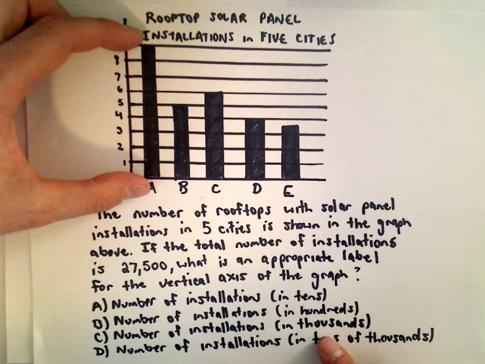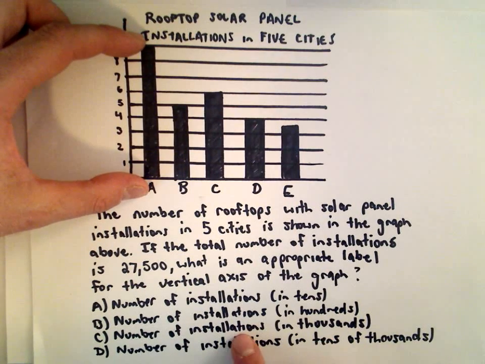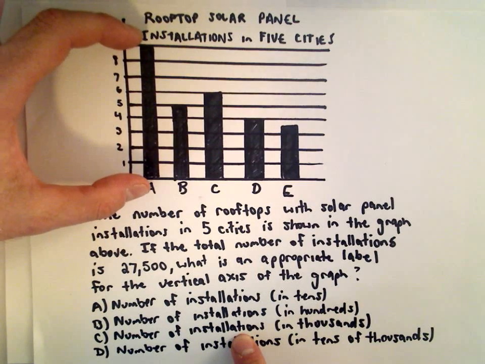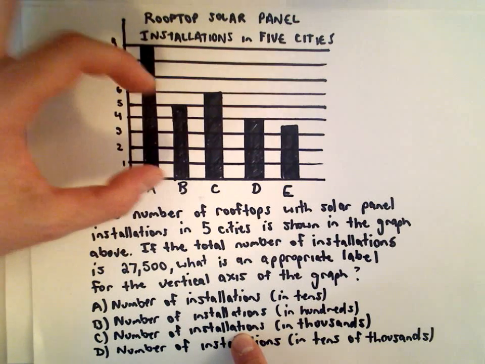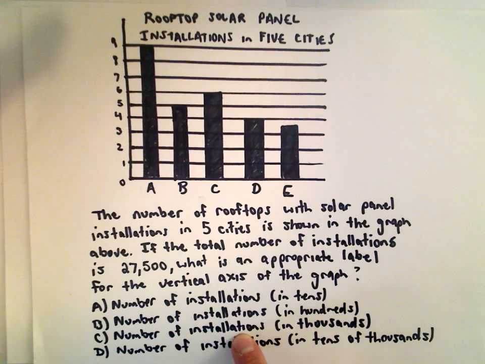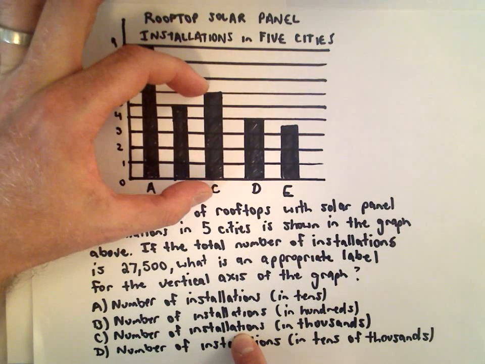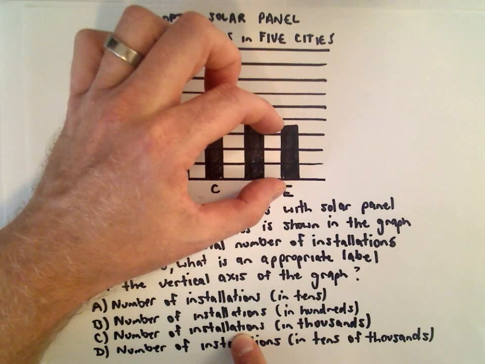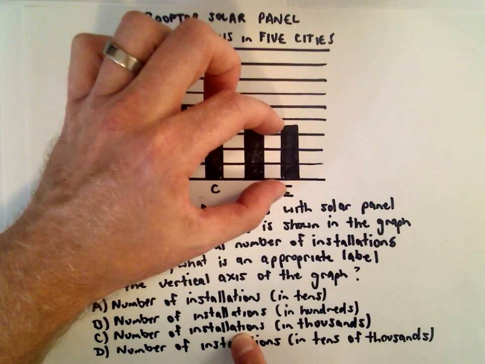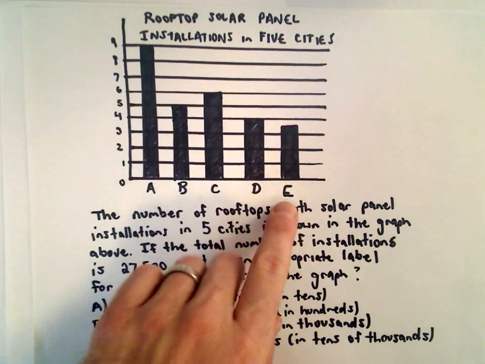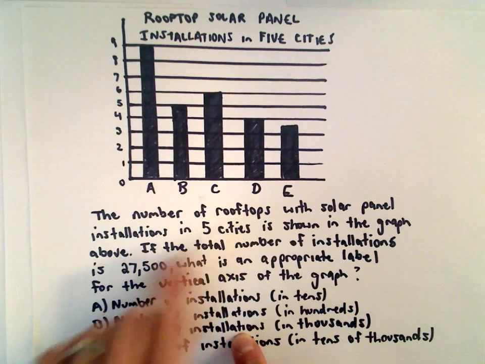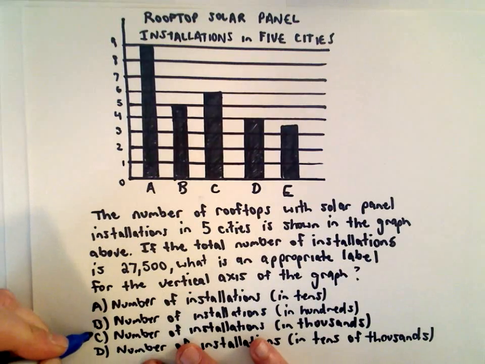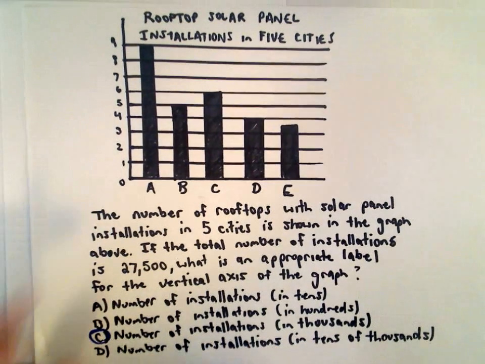Again, if we use the number of installations in thousands, that would mean there's 9,000 in city A, 5,000 in city B, 6,000 in city C, 4,000 in city D, and 3.5 thousand or 3,500 were installed in city E, and that would add up to 27,500. So definitely looks like answer choice C is the correct answer here.